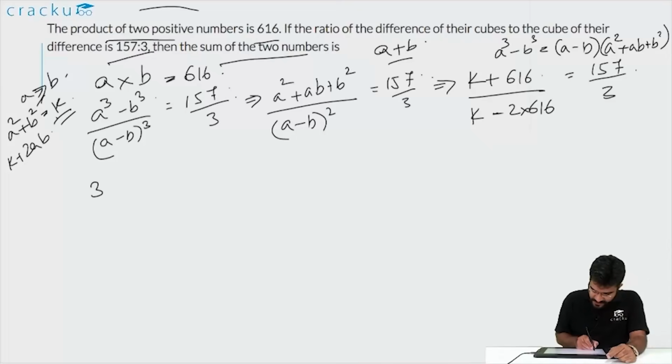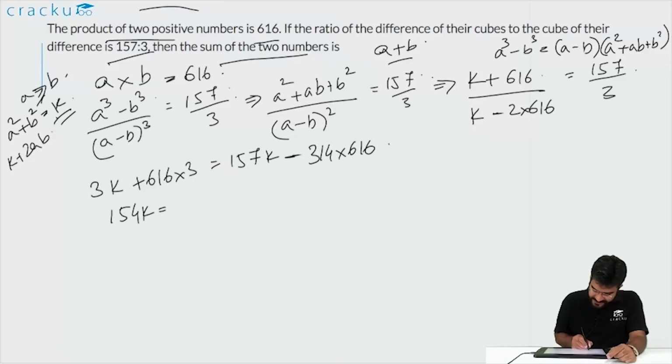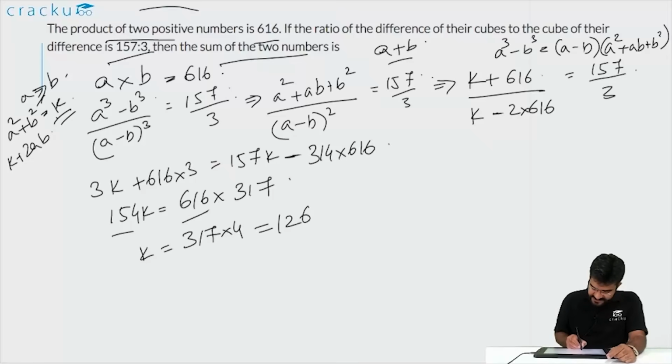Now you can simplify the given equation. So this will be 3 into (k plus 616) is equal to 157 into (k minus 2 into 616), that is 157k minus 314 into 616. If you simplify this, you are going to get 154k is equal to 616 into (314 plus 3), which is 317. Now you can note that 154 into 4 is 616. So k is actually equal to 317 into 4. 317 into 4 is 1268.